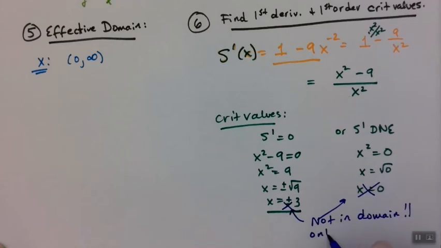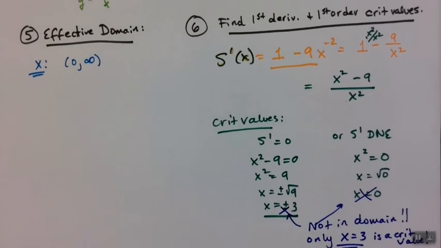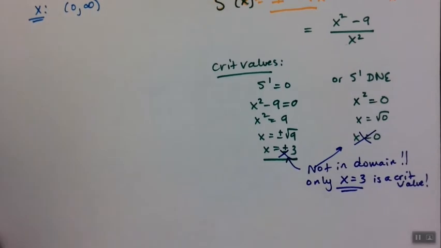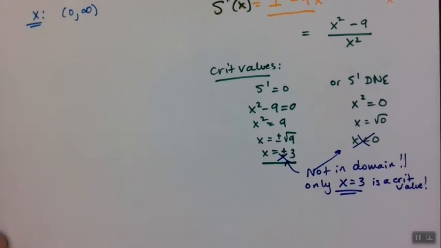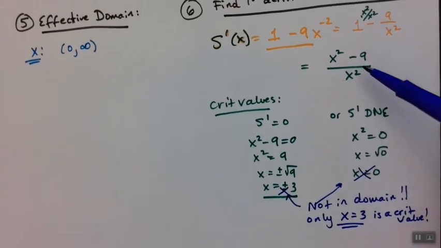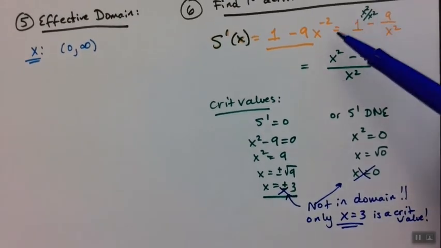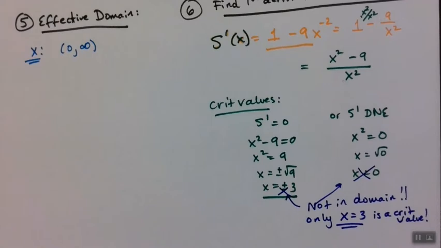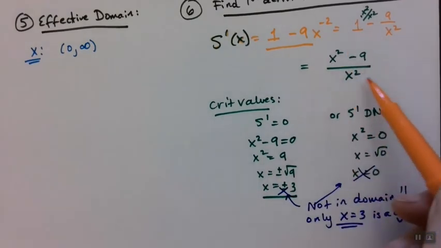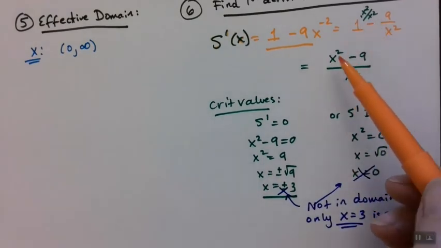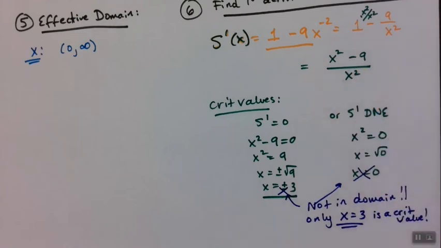So only x equals 3 is a critical value for our particular purposes. So there we go. I found the derivative and I found the critical value. In this case, there was only 1. Now, this part up here, I only did this whole simplification thing. I mean, the derivative is fine right here, but I did the simplification by multiplying by x squared over x squared in order to make it so that I could find the critical values more easily.